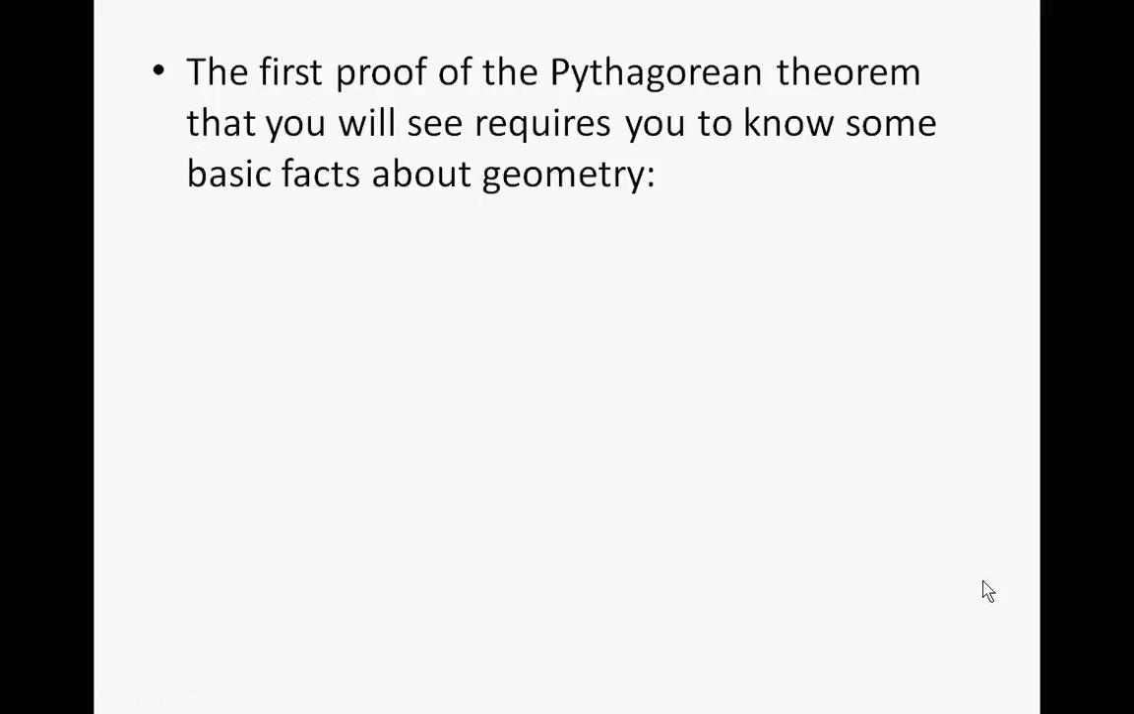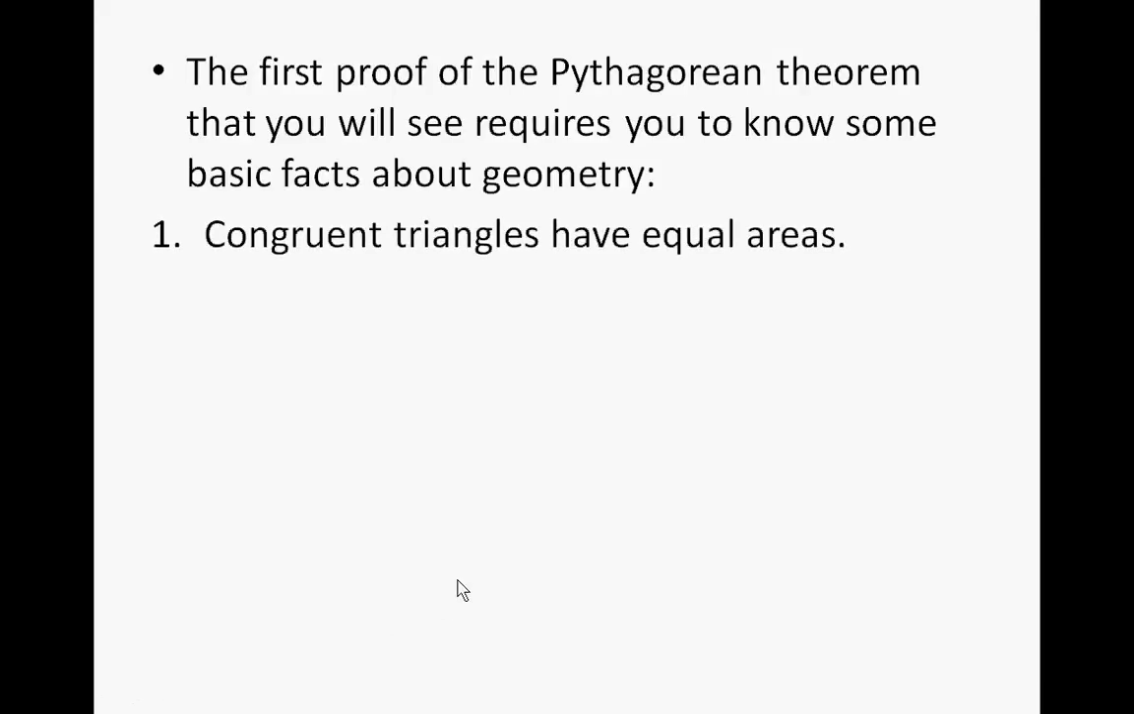So the first proof we're going to take a look at requires you to know some basic facts about geometry. Some of these we know, and some of them we really haven't investigated that much yet. First one is congruent triangles have equal areas. We've taken a look at congruent triangles. We haven't really specifically talked about the areas, but if we have, it's all about mapping again. If you can map a triangle onto itself, then it has to have an equal area.